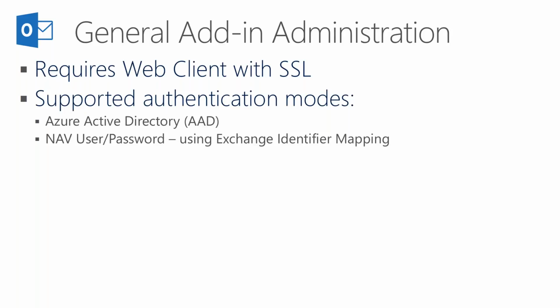A few general notes on administration. To be able to deploy these, it requires a web client deployed with SSL. The reason for that is the page that we're displaying within that add-in is the web client. It's a web client page, and the SSL piece is a requirement of Office for those add-ins. Also, our supported authentication modes are either NAV user password, which is mapped to an Exchange identifier, or Azure Active Directory. Those are the supported authentication modes for the Outlook add-in.